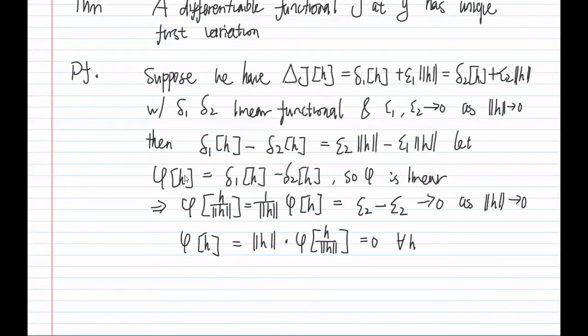Why? Because we've proven that if you take h to be small, so if you divide this h by a large number, then both this and this will go to 0. And that proves that this quantity would necessarily be 0 for any h. Right? So that shows why the difference between delta 1 and delta 2 is 0. Hence, we get that delta 1 equals delta 2. So the two first variations are equivalent. They're equal.